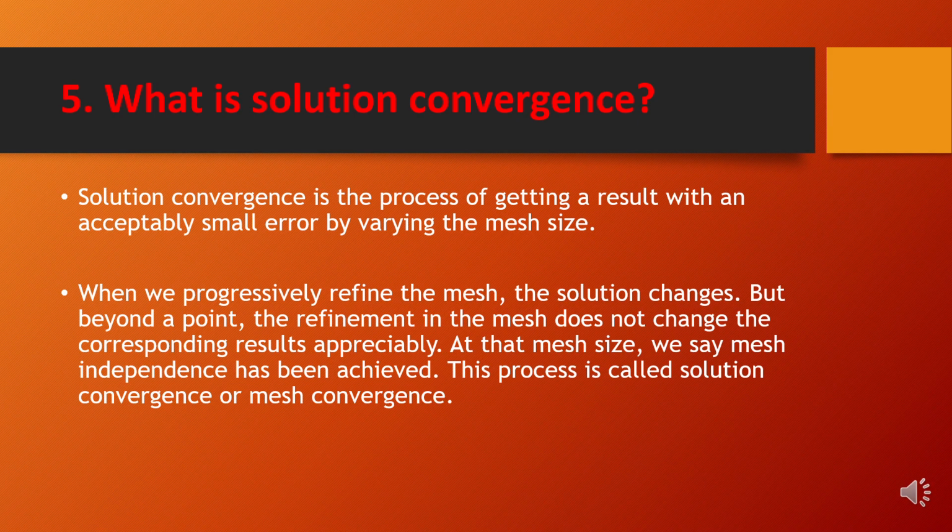Solution convergence is the process of getting a result with an acceptably small error by varying the mesh size. When we progressively refine the mesh, the solution changes. So how do we decide which solution is correct? You go on refining the mesh till the solution does not change much. At that stage we say that mesh independence has been achieved, and this process of varying the mesh size to determine the correct mesh size by seeing the solution is called solution convergence or mesh convergence. Please note, this is different from nonlinear convergence.